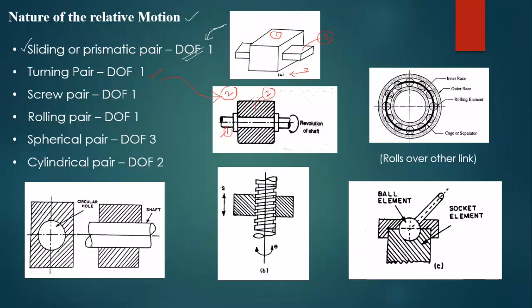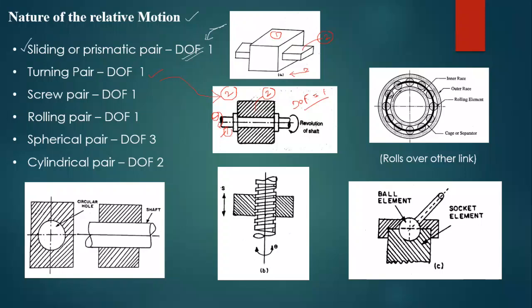Here the shaft with two collars rotates in a bearing as shown in the figure, and it forms a turning pair. The relative motion between link 1 and link 2 can be expressed by a single coordinate, theta. Therefore the turning pair has a single degree of freedom, equal to 1. There are many practical examples, such as a lathe spindle supported in the headstock, or cycle wheels turning over the axle.